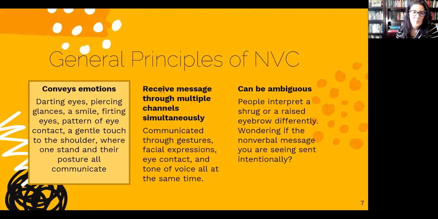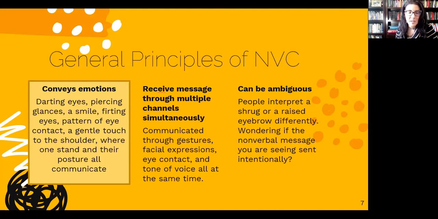And it really helps us to gauge the environment, or it gives us way more information than just the words do. Okay, we receive messages through multiple channels simultaneously. So we communicate through gestures, facial expressions, eye contact, tone of voice, all at the same time.